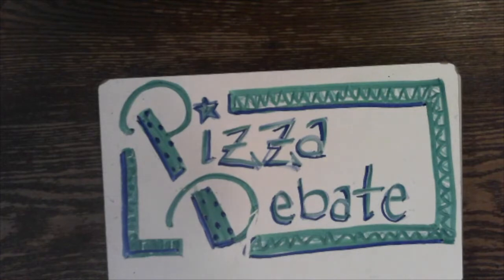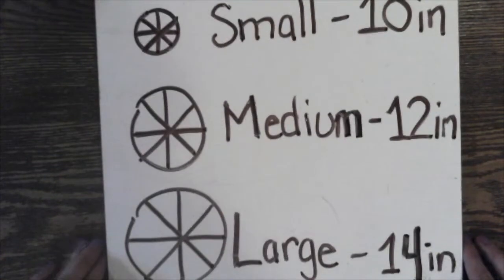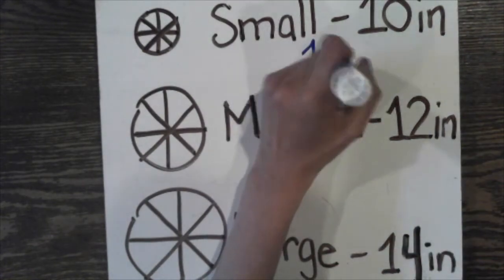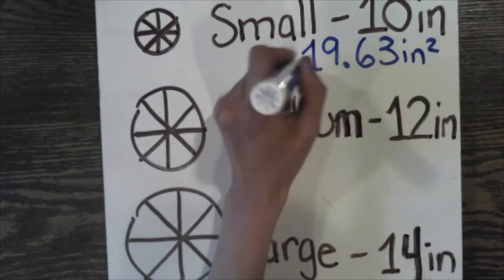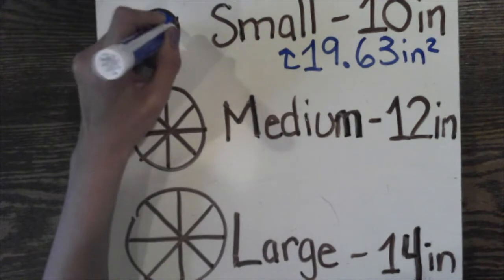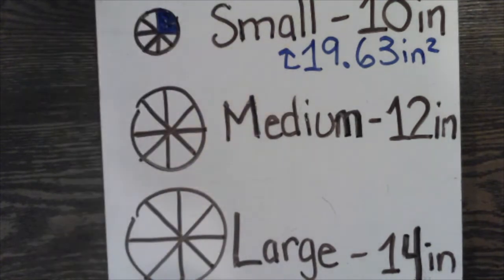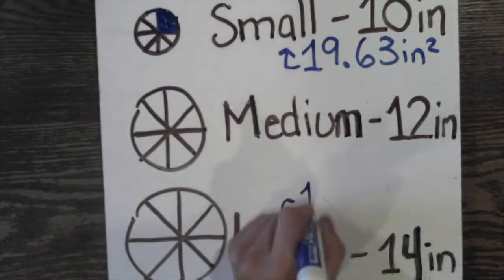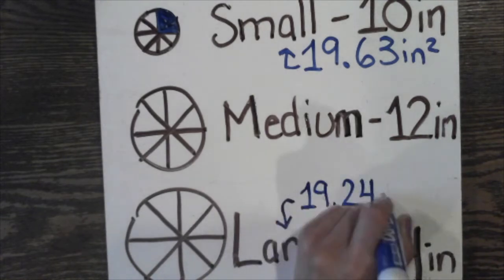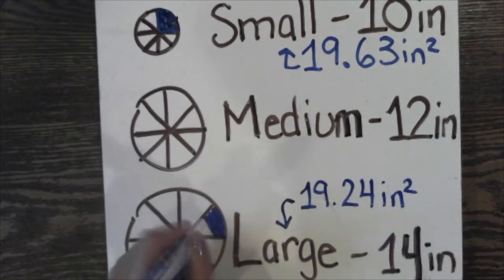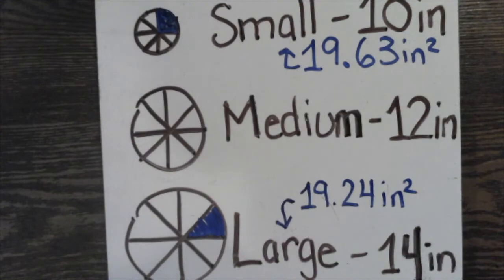So back to our debate. What do you prefer? 2 small slices of 10-inch pizza or 1 large slice of a 14-inch pizza? The 2 slices of a small pizza will get you 19.63 square inches, whereas 1 slice of the large pizza will get you 19.24 square inches. So if you want more pizza, you're better off going with the small rather than the large.